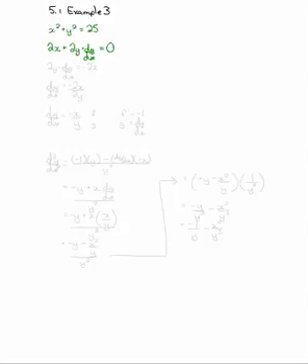Now, as usual, we need to get the dy by dx by itself. So start off, we'll move the 2x, divide by 2y, and simplify. So there we have the first derivative, negative x over y.